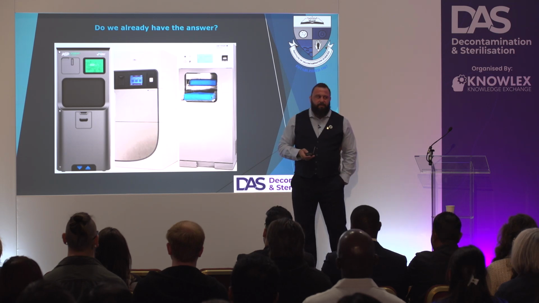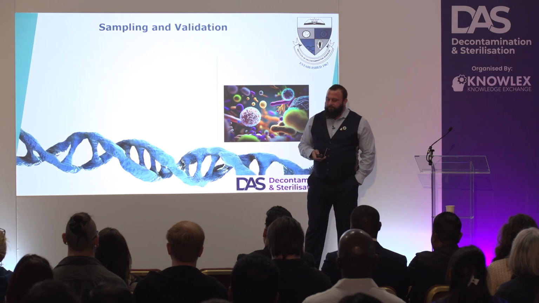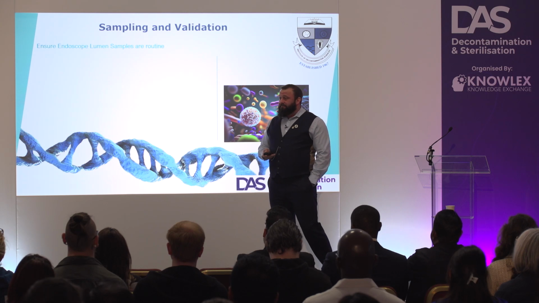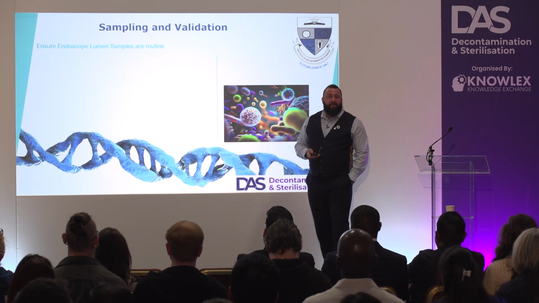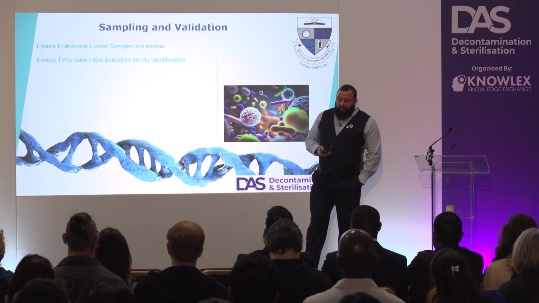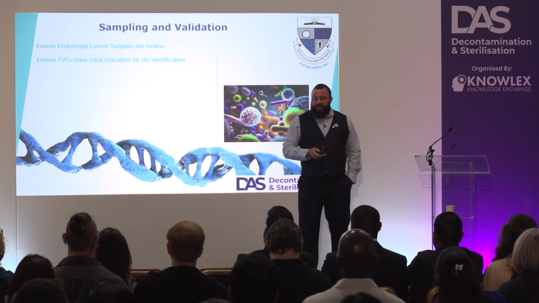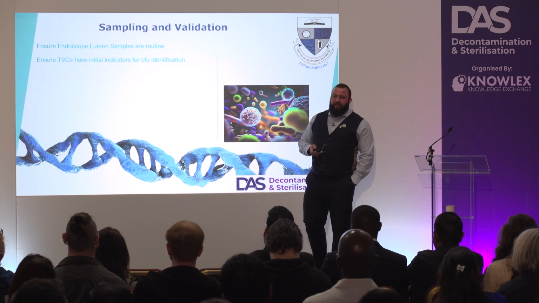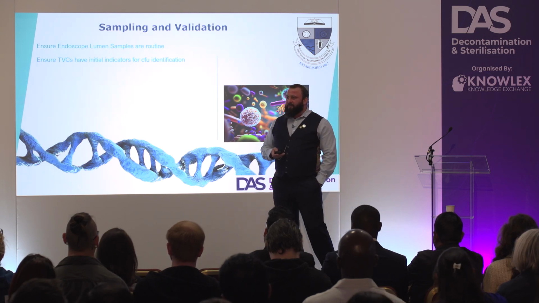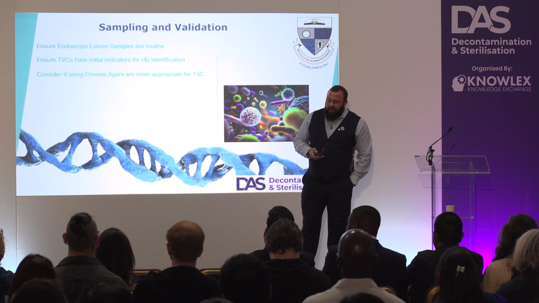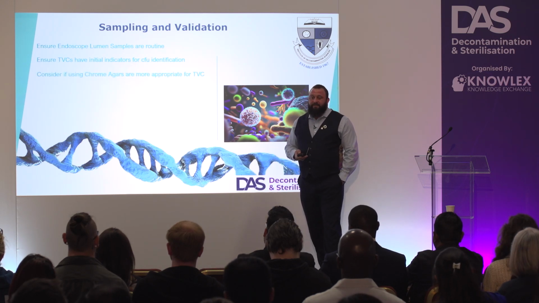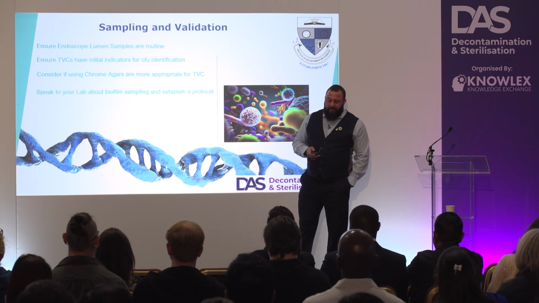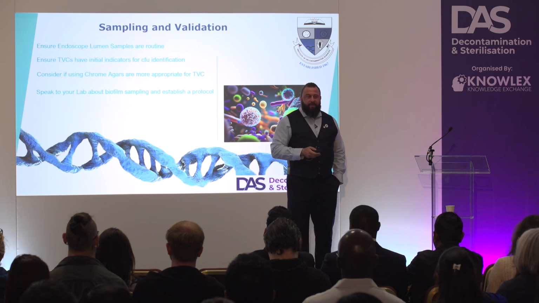Should we be sterilising all the scopes? Sampling and validation. Ensure that your endoscope lumen samples are routine. I'd make sure that you're doing that, so at least you get a picture of what's going on. Ensure your TVCs have initial indicators for identification, so we know what we're dealing with. Don't worry about the count so much as what the actual organisms are. Consider if using chrome agars is more appropriate for the TVC. That's just my view. Or have a chat with your labs and see what they think. And speak to your labs about a biofilm sampling protocol. What can you do?